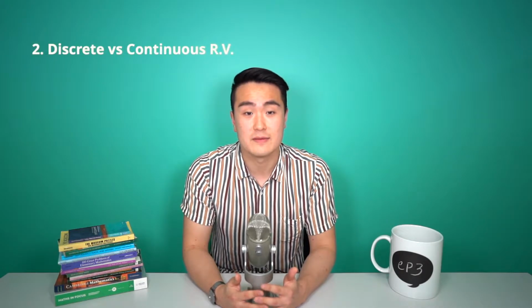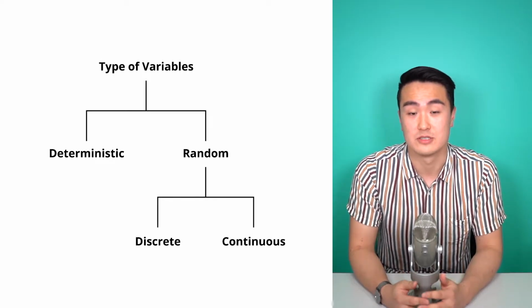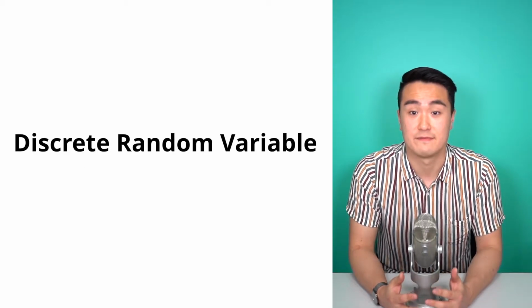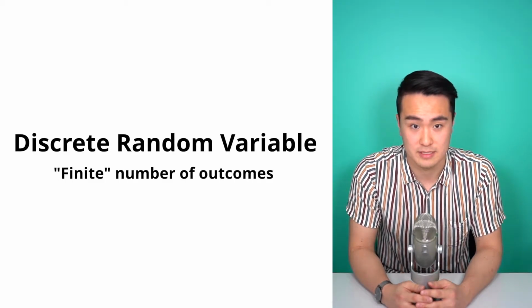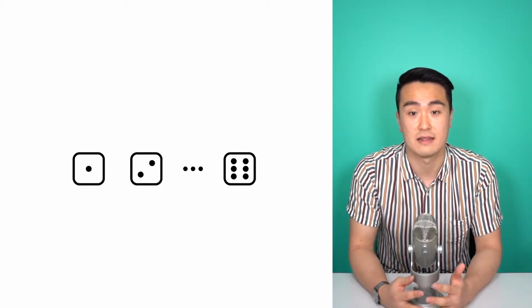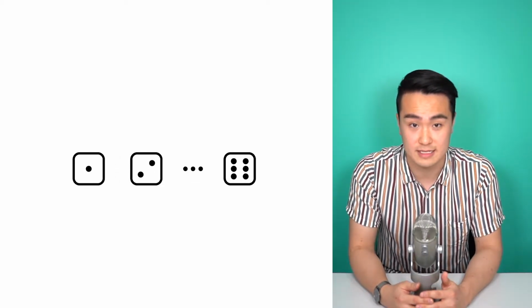So variables can either be deterministic or random. And random variables can be further split into 2 categories, discrete and continuous. For our purposes, we have very simple definitions. A discrete random variable has a finite number of possible outcomes. For example, outcomes of a die roll. There is a specified set of outcomes ranging from 1 to 6.